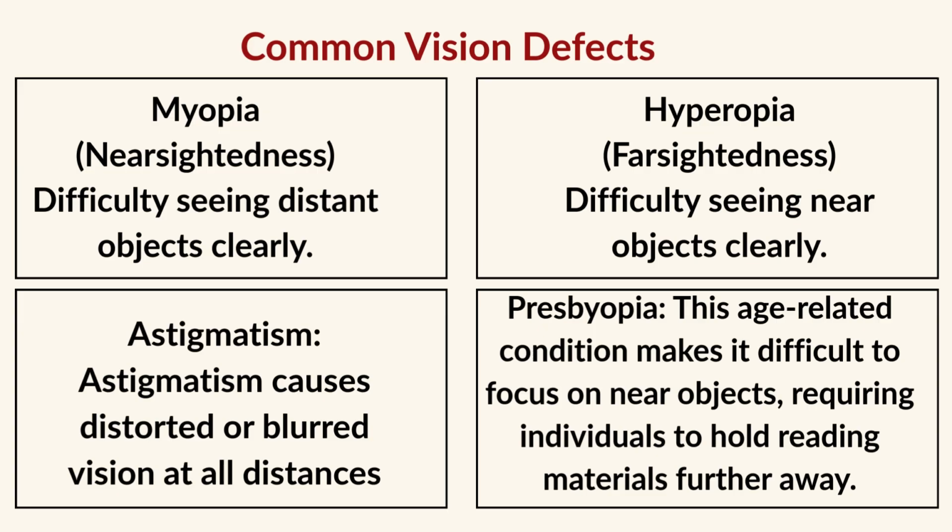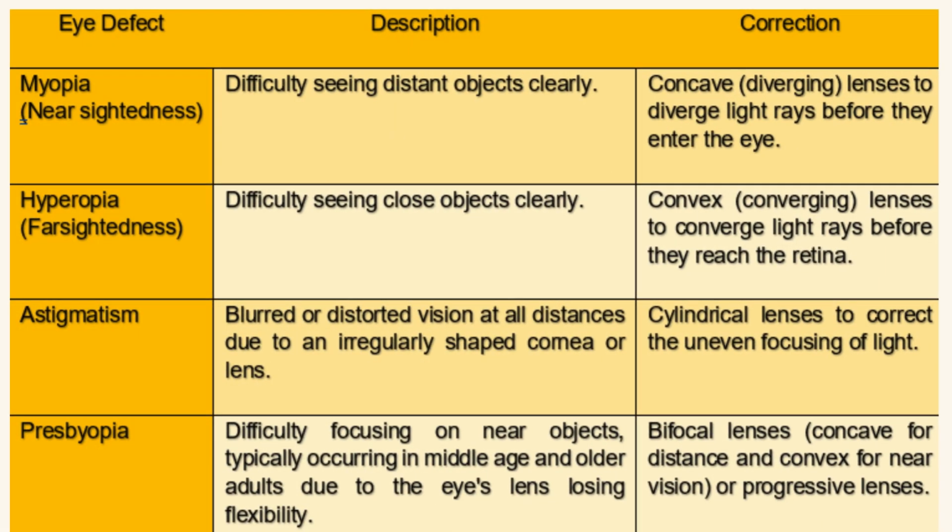Astigmatism. Astigmatism causes distorted or blurred vision at all distances because light rays entering the eye do not focus evenly onto the retina. This is often due to an irregularly shaped cornea. Presbyopia. This age-related condition makes it difficult to focus on near objects, requiring individuals to hold reading materials further away. Myopia and hyperopia are corrected with concave and convex lenses respectively, while astigmatism requires cylindrical lenses, and presbyopia often needs bifocal lenses.